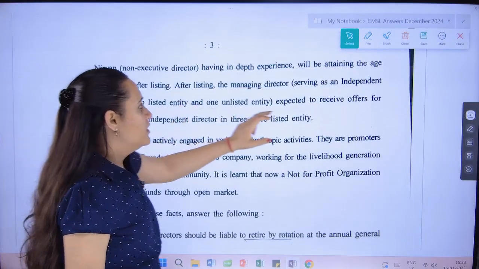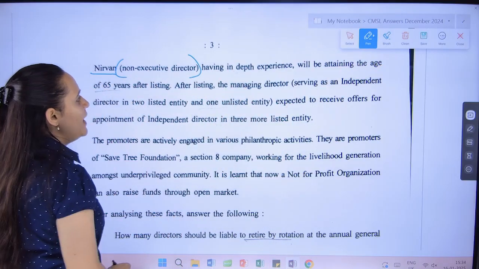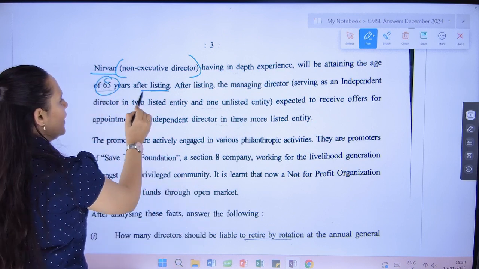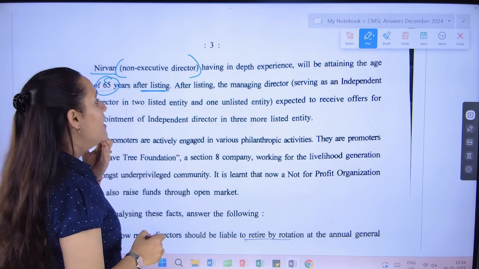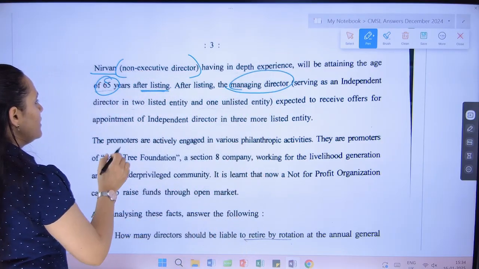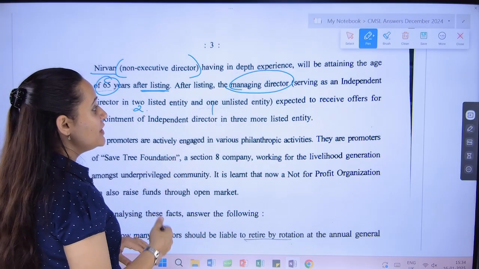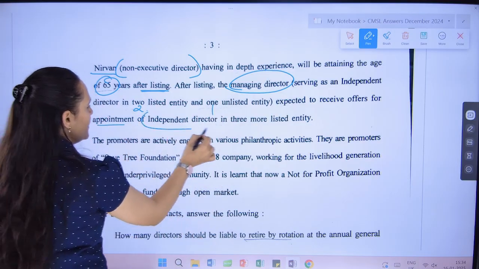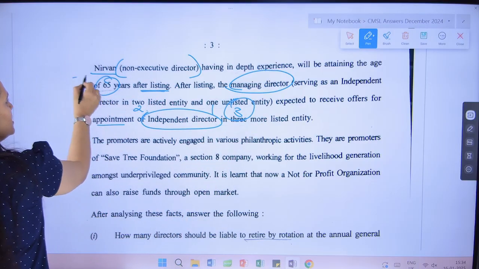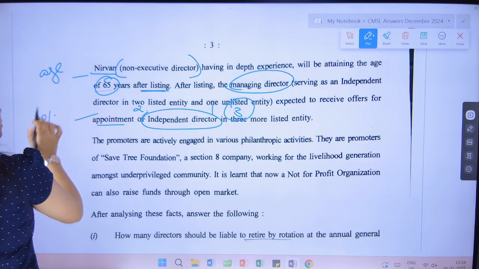Still further facts have been given. Nirvan is a non-executive director having in-depth experience. He will be attaining the age of 65 years once the listing procedure is completed. After listing, the managing director serving as an independent director in 2 more listed entities and 1 unlisted company is expected to receive more offers for being appointed as an independent director in 3 more listed entities. So, this is with respect to age limit question. This is in relation to the number of directorship question.